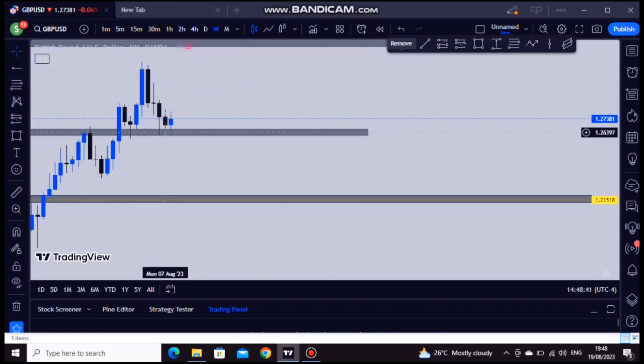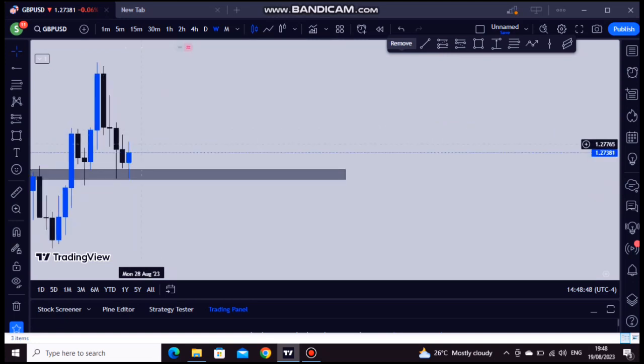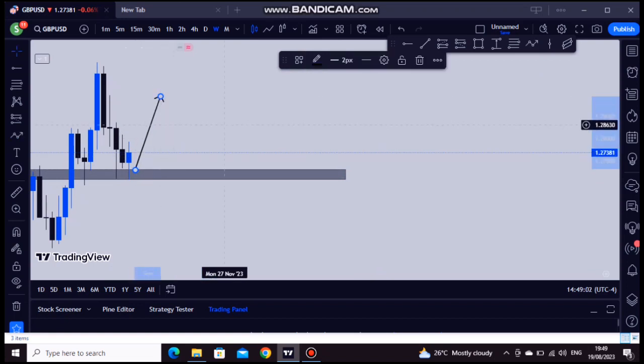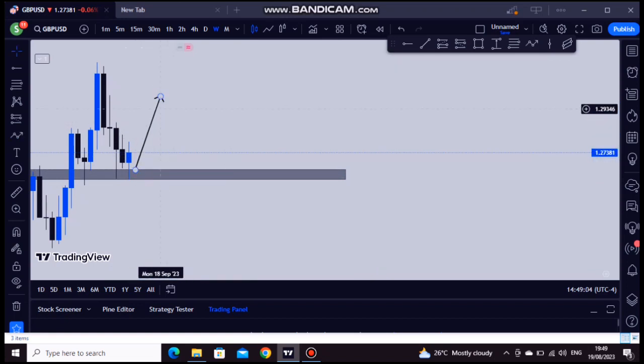Last 2 weeks it rejected off that area. The second one rejected off it, so we did not trade to that zone. Then this current week that just passed, we rejected again off that area. So we're likely to see a bullish move starting from now on GBPUSD to the upside, and that's what we're looking at now on the weekly.